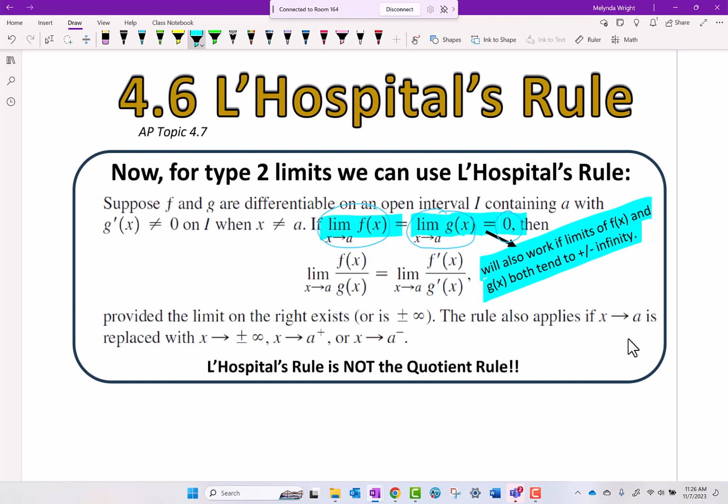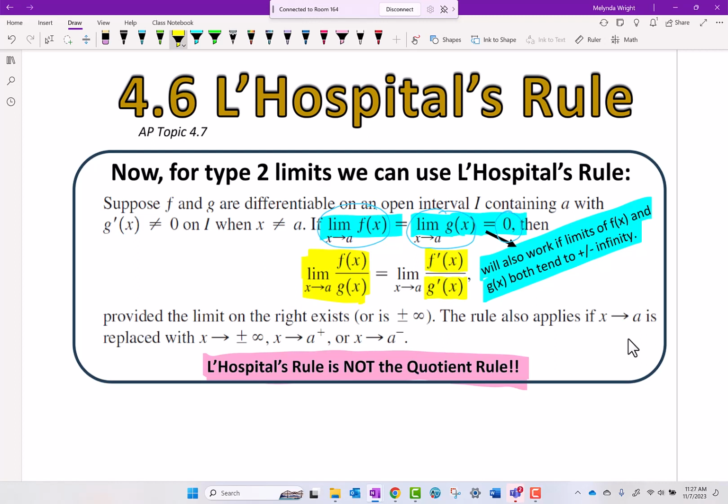Now, this is not the quotient rule. I'm just going to highlight that. It is not the quotient rule. It's probably the rule that some of us made up when we were trying to take the derivative of a fraction. You take the derivative of the numerator separately from the derivative of the denominator. I mean, that's all you're doing. All right, so it's not the quotient rule. You have your original limit. It meets one of these two criteria, either 0 over 0 or infinity over infinity, and then you take the derivative of the top, you take the derivative of the bottom, and then you go again. You take the limit again.